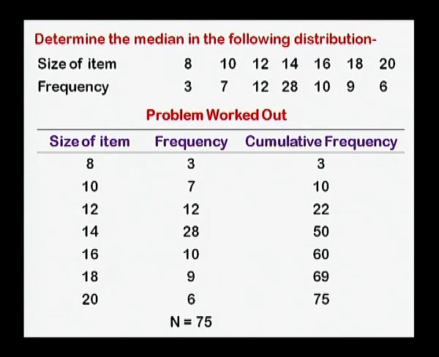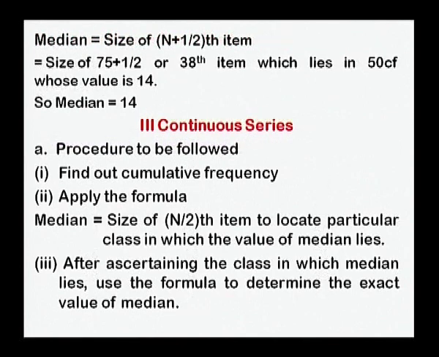After that, we have calculated cumulative frequency, and cumulative frequency again is calculated on the basis of the aggregate of the frequency. Now, size of item 8 has got 3 frequency, and size of item 10 has got 7 frequency. In this way we calculate the cumulative frequency. First will be 3 and second will be 10, and 10 is calculated on the basis of aggregate of 3 and 7. In this way we have calculated cumulative frequency, and total cumulative frequency comes to 75. Now, n is 75.